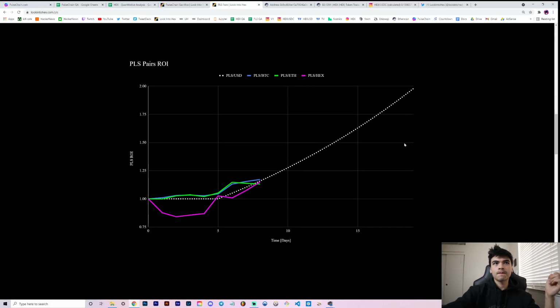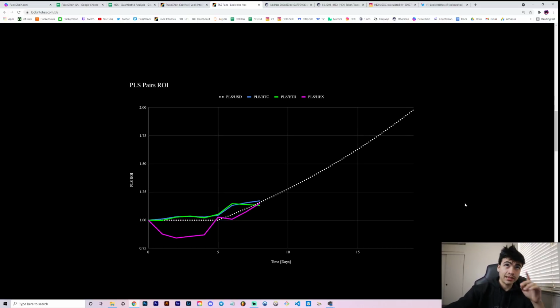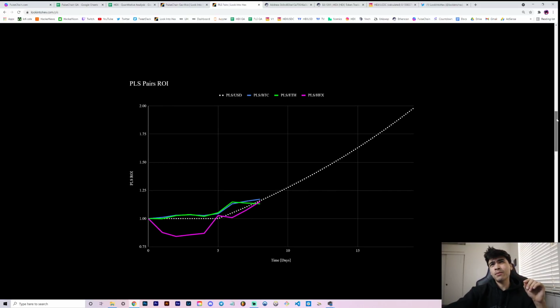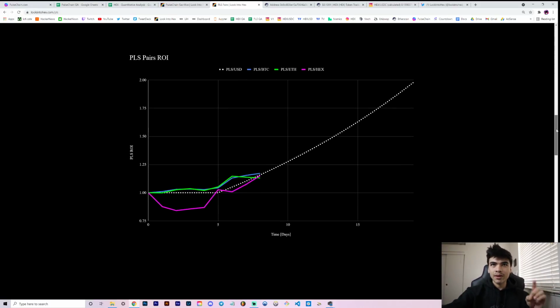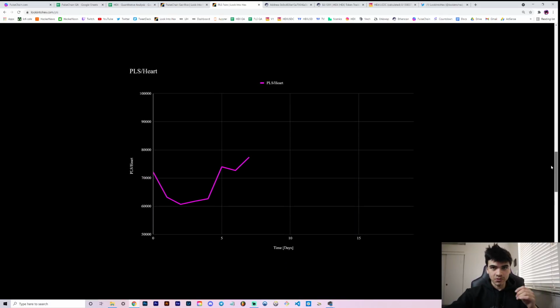Now, this one's pretty interesting. I like this one because it tells you how these pairs have been performing. These pairs specifically, I'm talking about PLS USD, which again is our clear deterministic curve. However, we also have PLS BTC, PLS ETH, and PLS HEX. We'll get back to this one in a second, but let's look at each one individually.